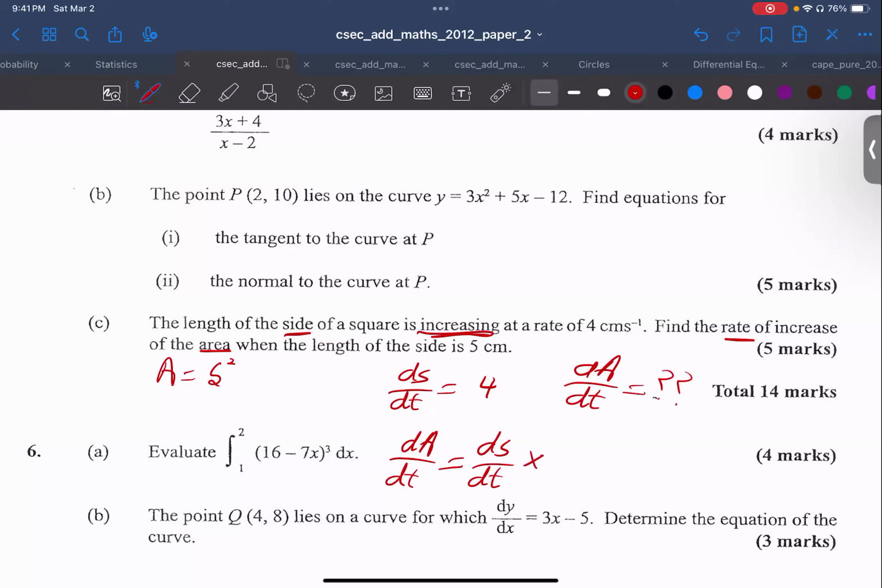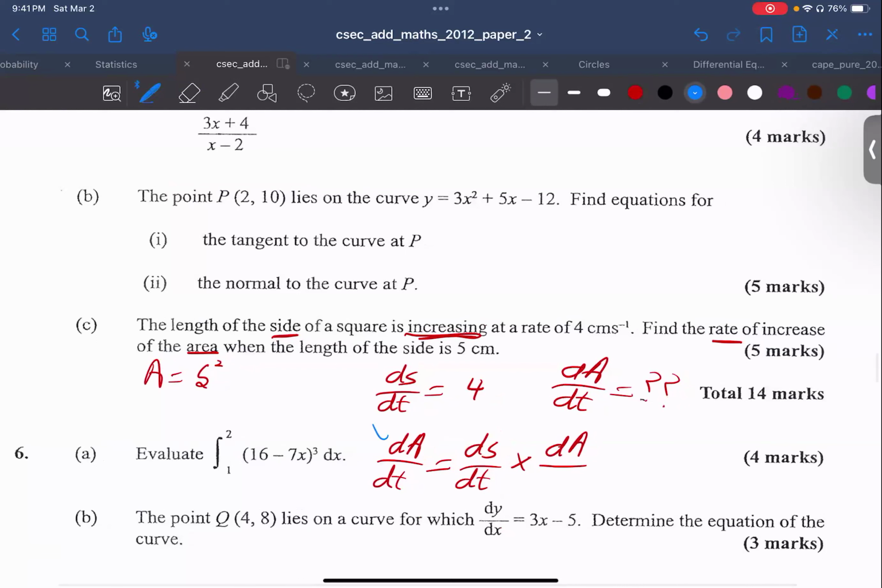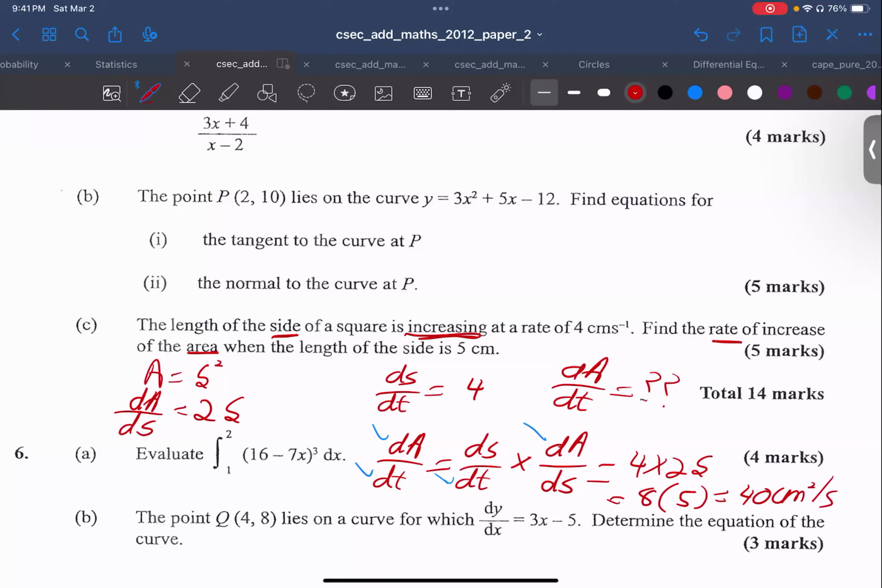I need to multiply this by something. What is missing here? Obviously dA is missing, because I need to get the dA from here. And what here is not supposed to be there? So I have dA, I have the dt, right? But it's the ds that needs to go. Can I find dA/ds? Yes, I can, from this equation here, 2s. So we'll get 4 by 2s, which is 8 by 5, which is 40 cm squared per second.